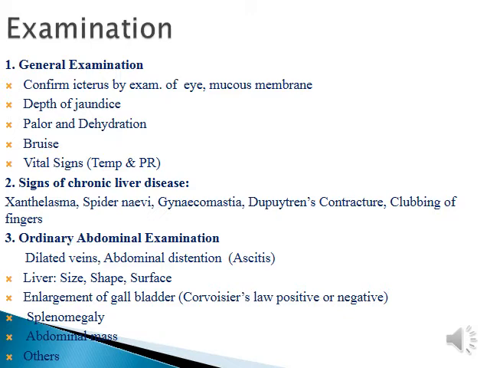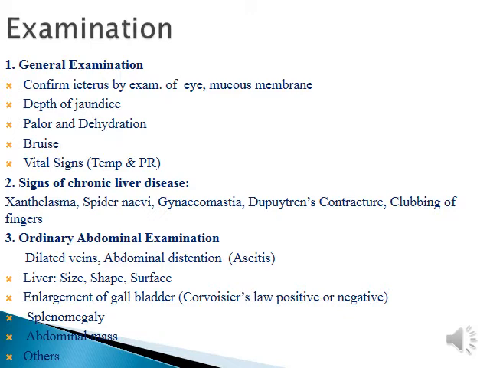Number 2, signs of chronic liver disease. Check for signs of chronic liver disease: xanthelasma, spider nevi, gynecomastia, Dupuytren's contracture, clubbing of fingers. Actually, these examinations are for jaundice in general, not only obstructive jaundice. Number 3, ordinary abdominal examination, for example dilated veins, abdominal distension due to ascites, and then the examination of ascites, as you know, shifting dullness and transmitted thrill.